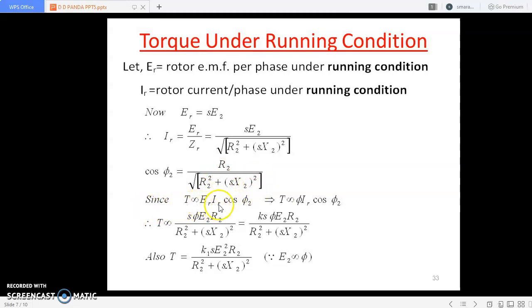Since T is proportional to ER IR cos phi 2, we can write T is proportional to S E2 square R2 by R2 square plus S X2 square. So finally we will get the torque at running condition equals K1 S E2 square R2 divided by R2 square plus S X2 square.